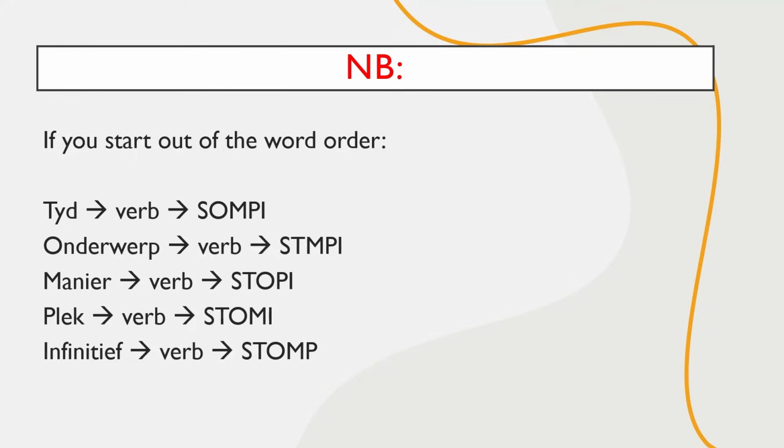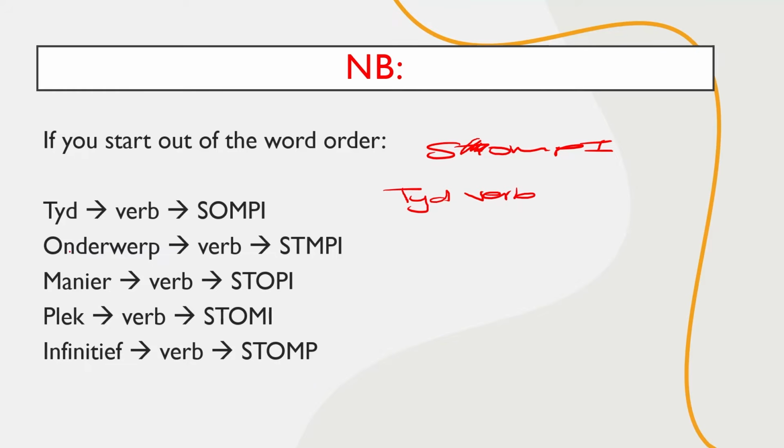Let's take a look. Before we get to the example, I just want to explain this. This is what you'll probably get in maybe grade 10, grade 11. So when you want to start your sentence out of the STOMPI order. So for example, remember we have STOMPI. Now say we want to start with the time. We want to start with tyd, like I show here. Then the verb will always be after the first thing you start, and then the rest will just be the same order but without tyd, like I show here, STOMPI.